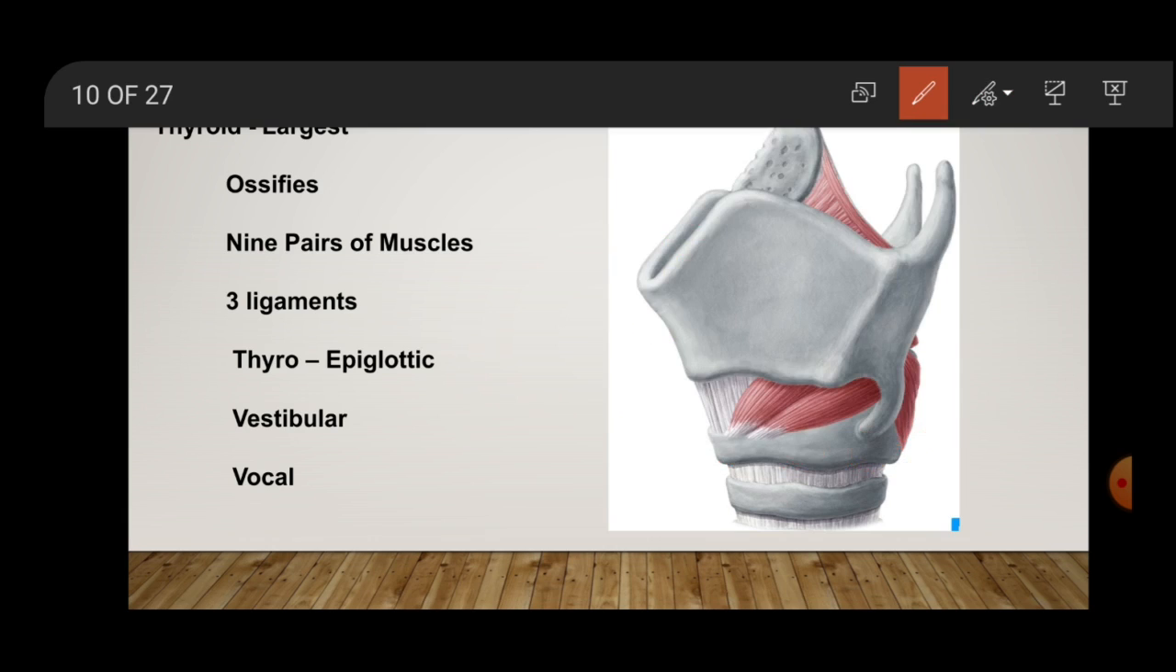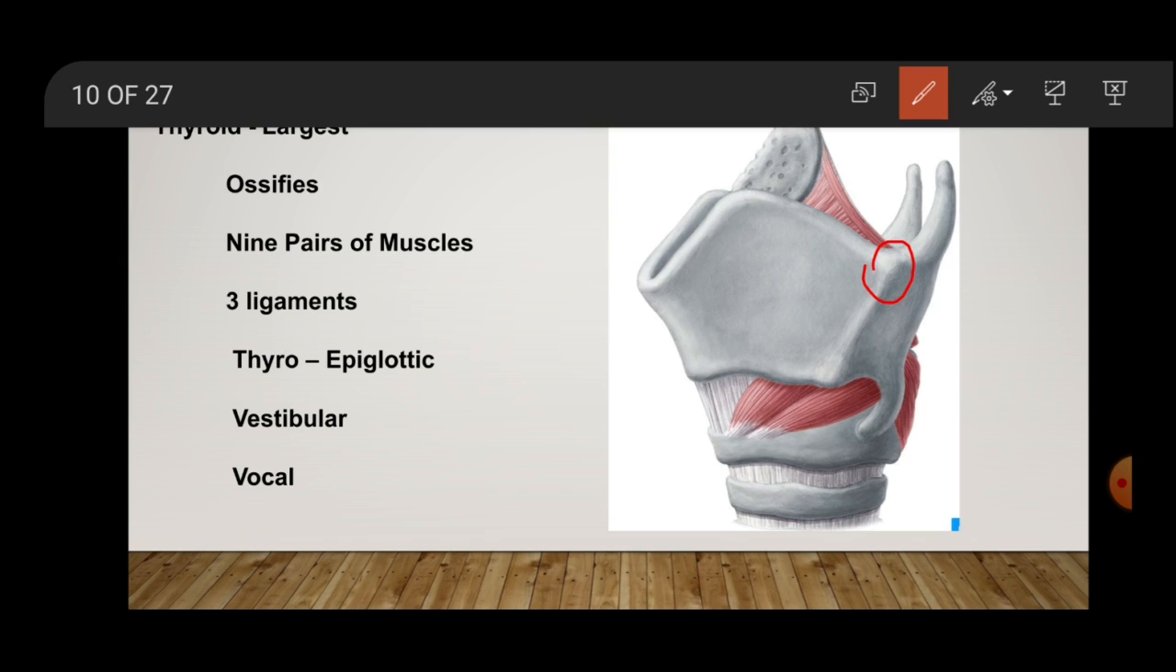Coming to the upper or superior border, it presents a tubercle, the superior thyroid tubercle, which is present in front of the root of the superior horn. The thyrohyoid ligament is attached to this border.